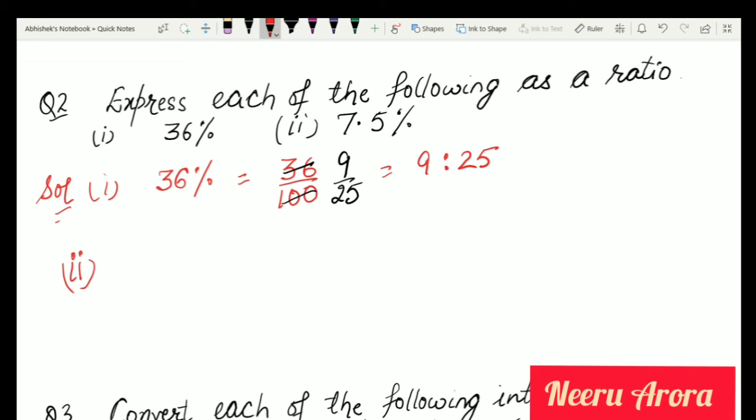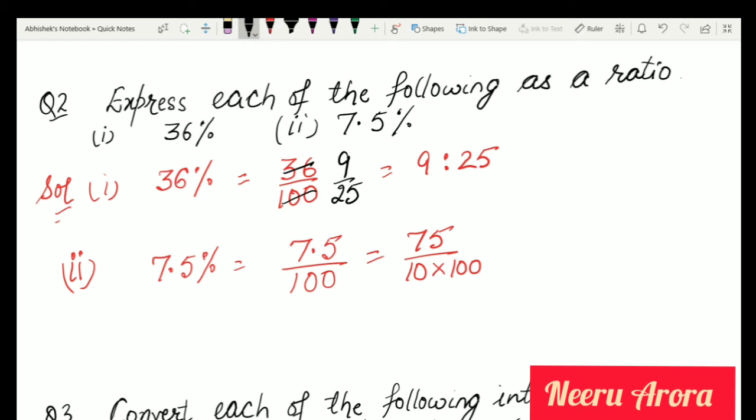Now look at the second part, 7.5%. So again 7.5, and we remove the decimal and put 100 in the denominator, divide by 100. Now remove the decimal also. Here it comes 10, multiply by 100. Now first reduce this to simplest form. 25 3s are 75, 25 4s are 100. So here we are left with 3 by 40, and it can be expressed in ratio form also. 3 ratio 40.